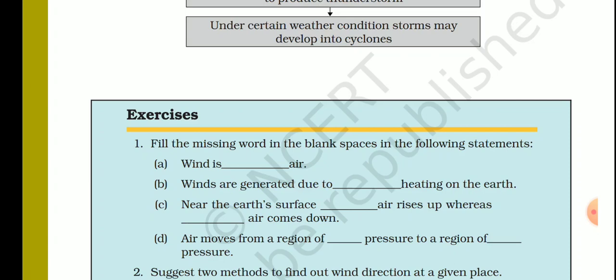So the first one, wind is moving air. Second, winds are generated due to uneven heating on earth. C, near the earth's surface warm air rises up whereas cold air comes down. And D, air moves from a region of high air pressure to a region of low air pressure.